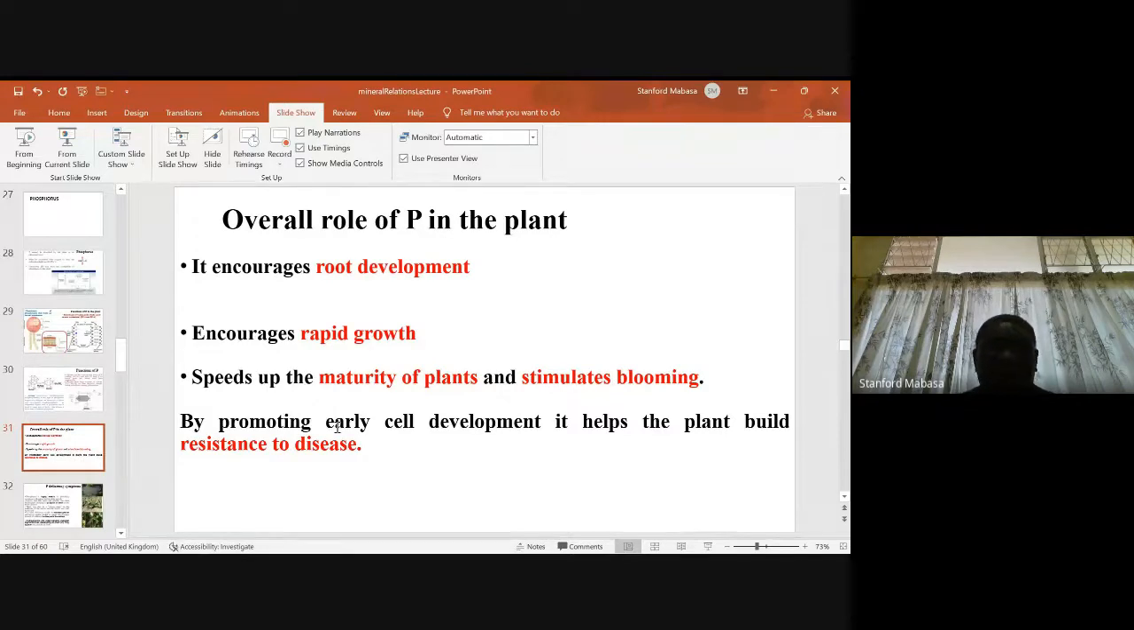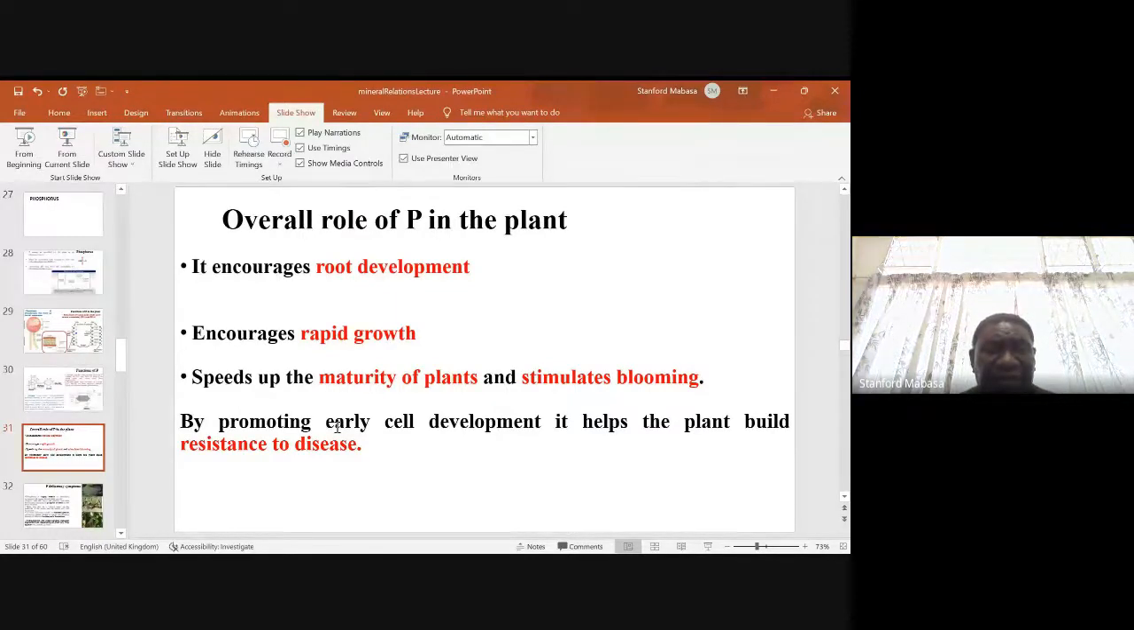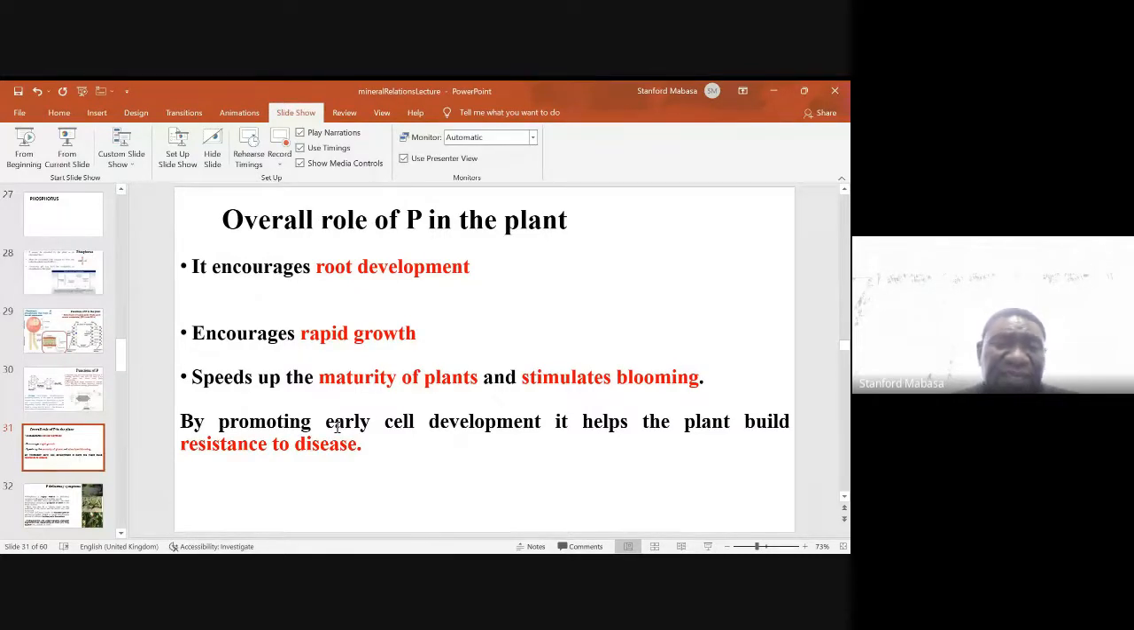Now, the overall role of P in the plant. It encourages root development. It also encourages rapid growth. It can speed up maturity of plants and stimulates flowering or blooming. Now, by promoting early cell development, it helps the plant to build resistance to diseases. So phosphorus can help plants to resist diseases.